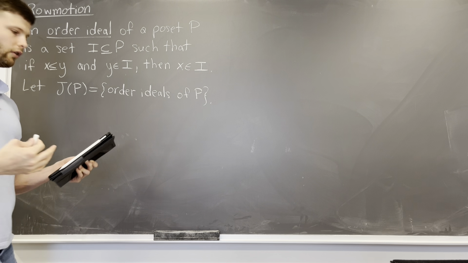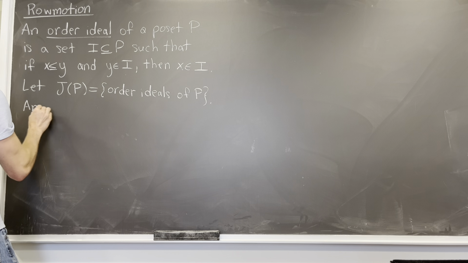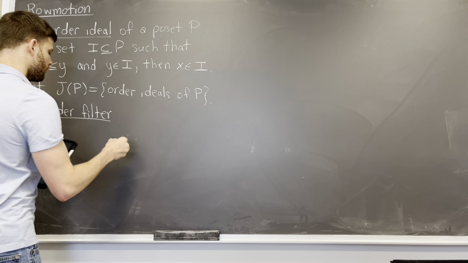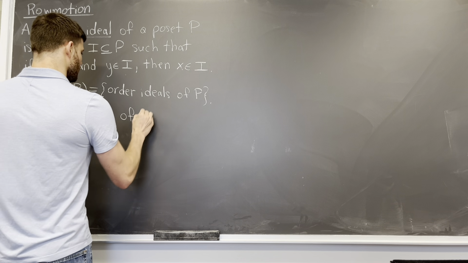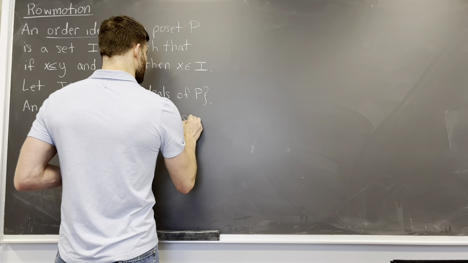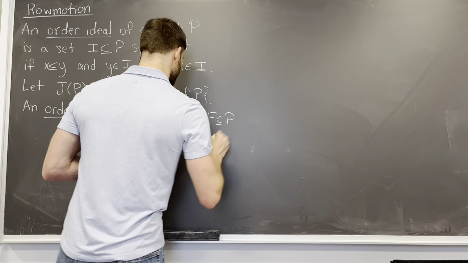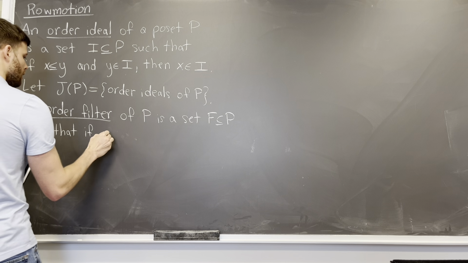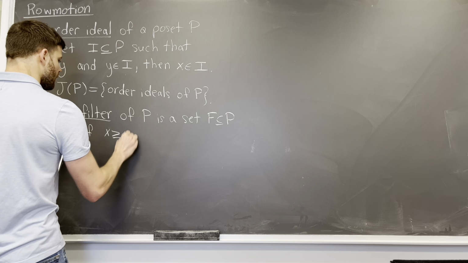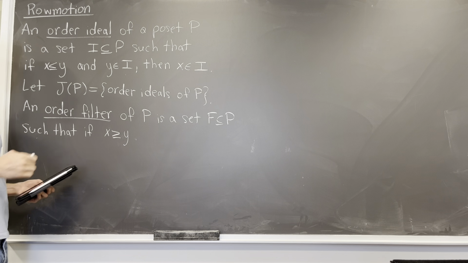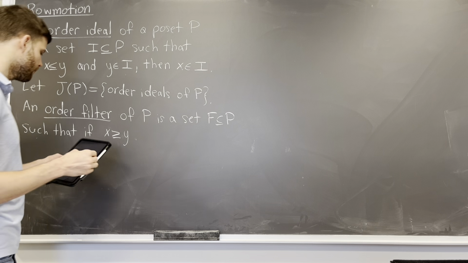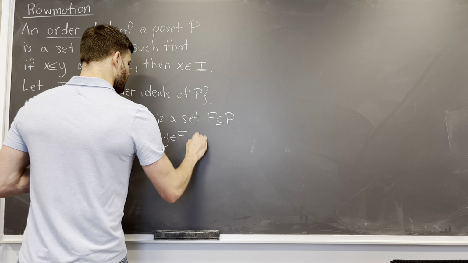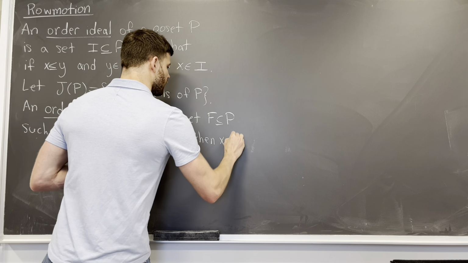There's also a dual notion, which is what's called an order filter. So an order filter is a subset that's closed upward. So an order filter of P is a set F contained in P such that if x is greater than or equal to y, which just means y is less than or equal to x, and y is in F, then x is in F. Okay?